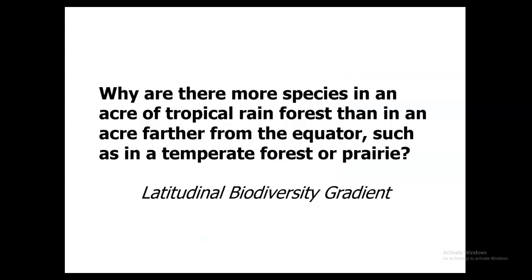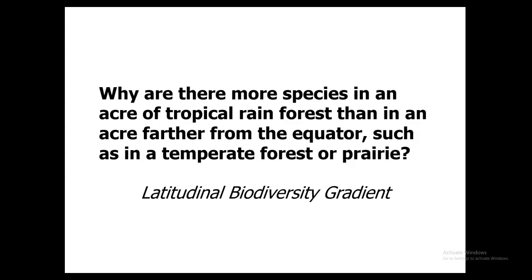So why are there more species in an acre of tropical rainforest than in an acre further from the equator, such as the temperate forest or the prairie? That's called latitudinal biodiversity, and there are three main factors that influence this species richness. First, the solar energy available, so there's greater access to solar energy and fuel for life in these areas. Second, the evolutionary history of the area. The more time that passes without climatic events, the greater the diversity in that area.